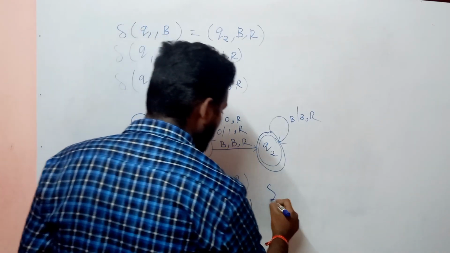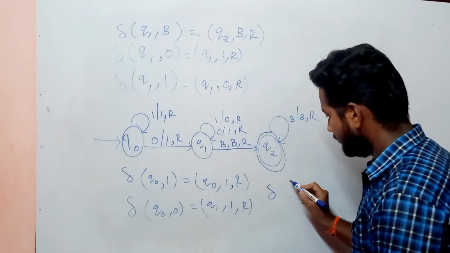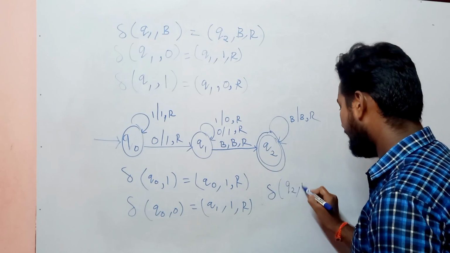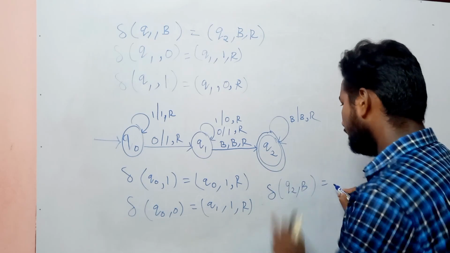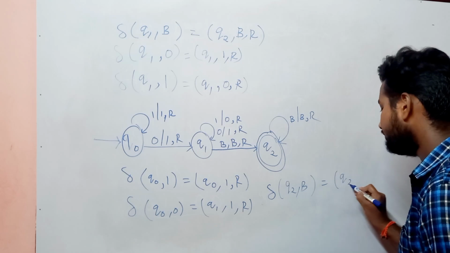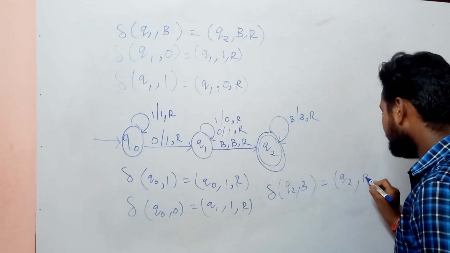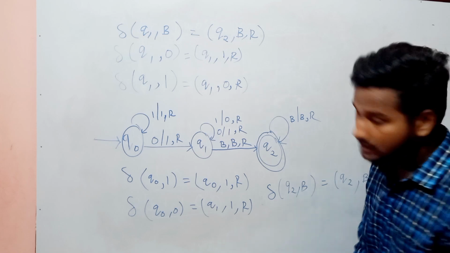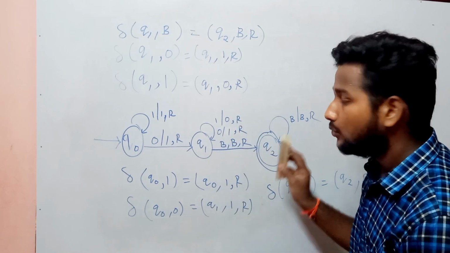Now the transition function for Q2: when we apply blank as input, it remains in the same state Q2 and the blank is replaced with blank and it moves in the direction R. This is the Turing machine for the 2's complement.